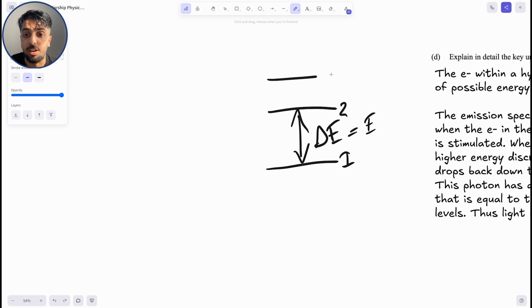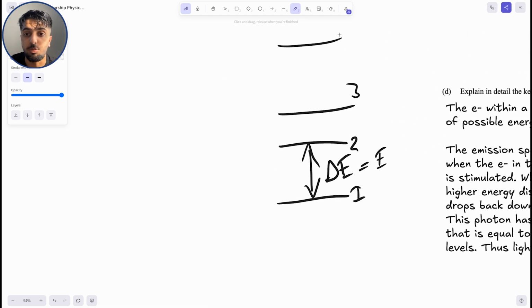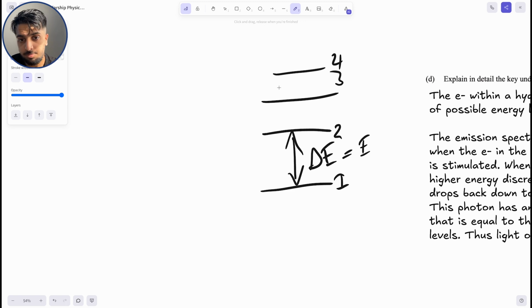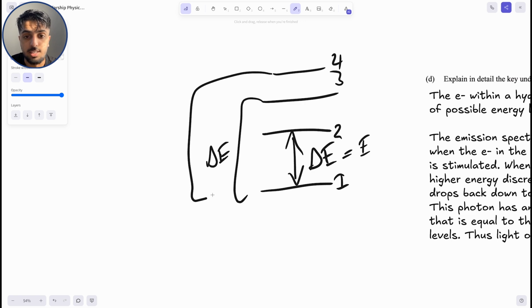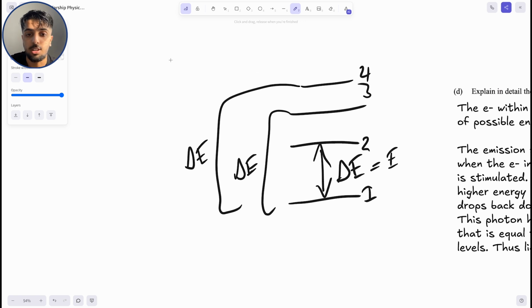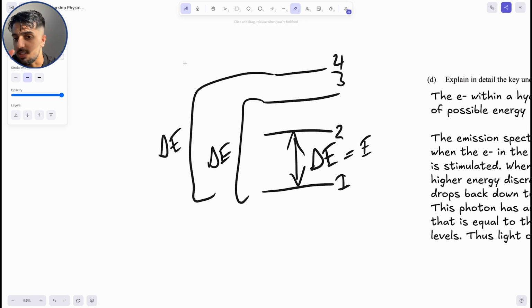So if we again have our energy level 3 and then we have our 4, 4 is closer like this, only photons that have the difference in energy between these energy levels are able to be produced. So that will correlate to discrete frequencies. And so that's why you only see certain frequencies on the screen.